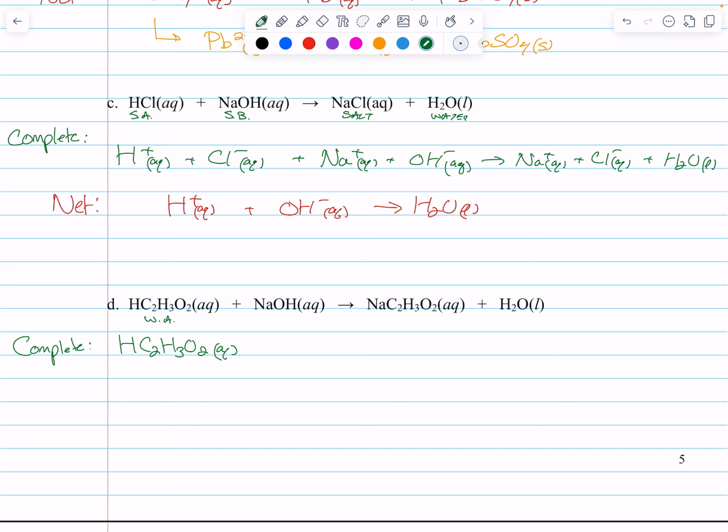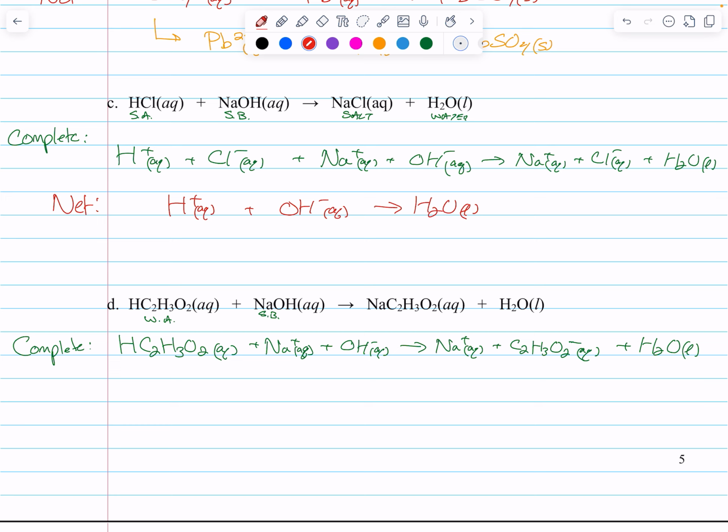Now, strong base here still. So we get Na plus OH minus. Sodium acetate. That's ionic and aqueous, right? And so I get Na plus AQ plus C2H3O2 minus AQ. And then water is a liquid. So now I only have one spectator ion, and that's the sodium.